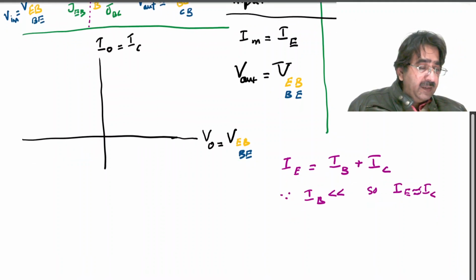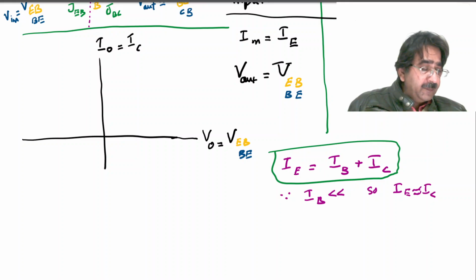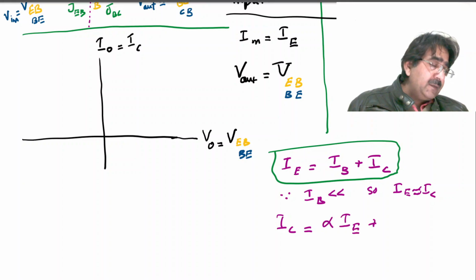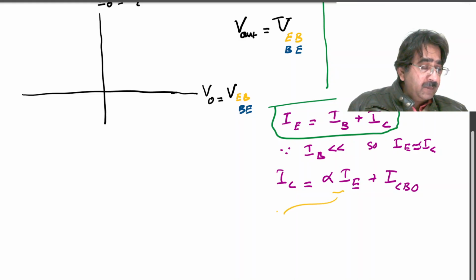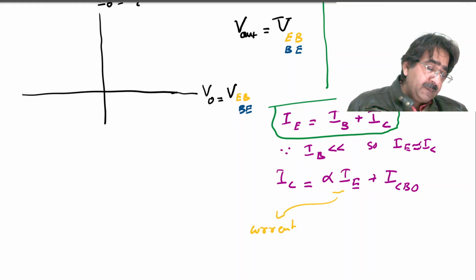And the other equation: the output current I_C will be alpha I_E plus I_CBO. The first part is the current contribution from the emitter current.